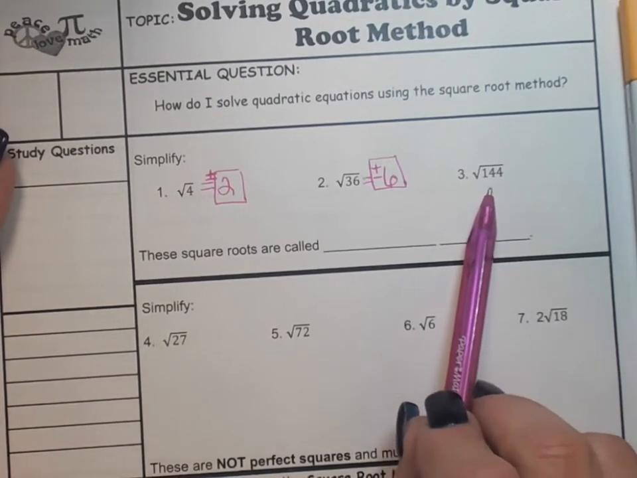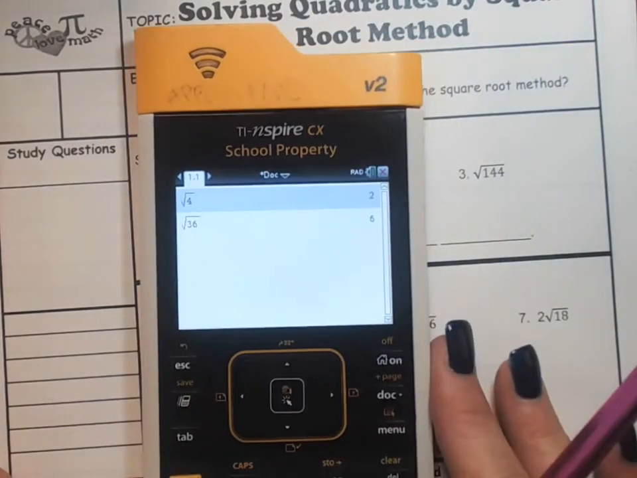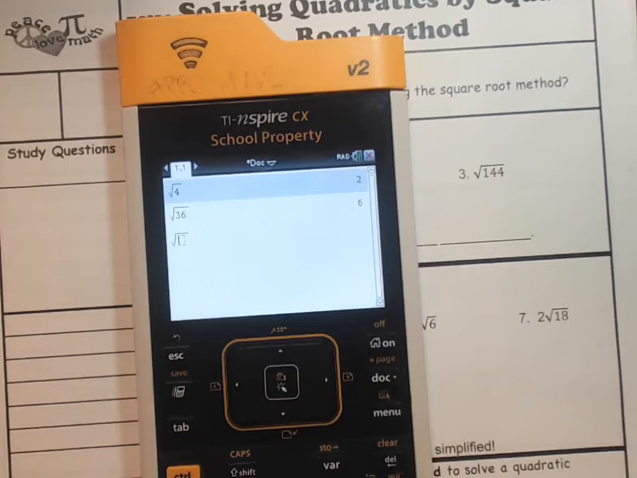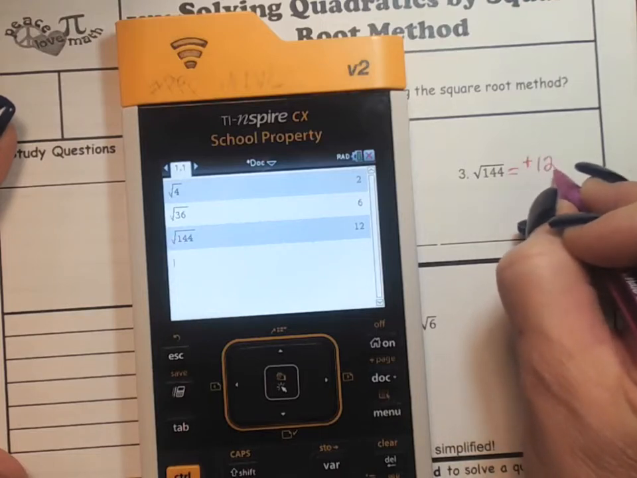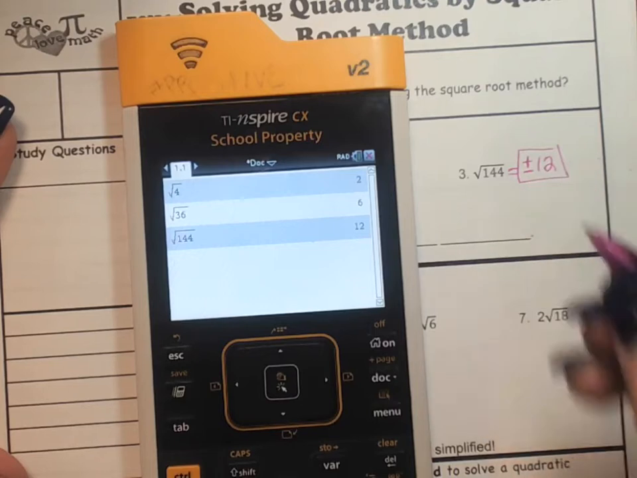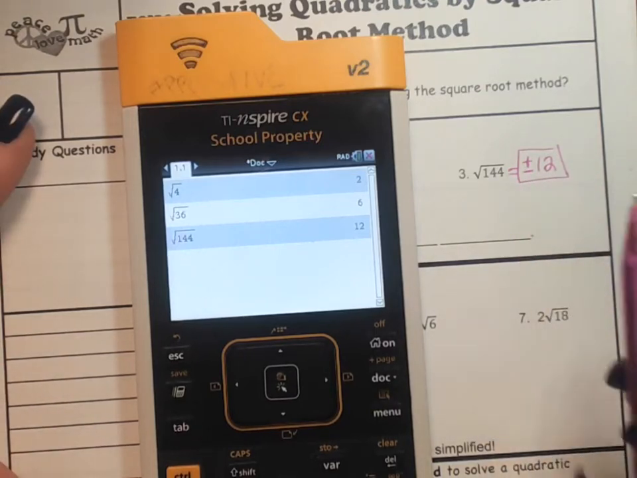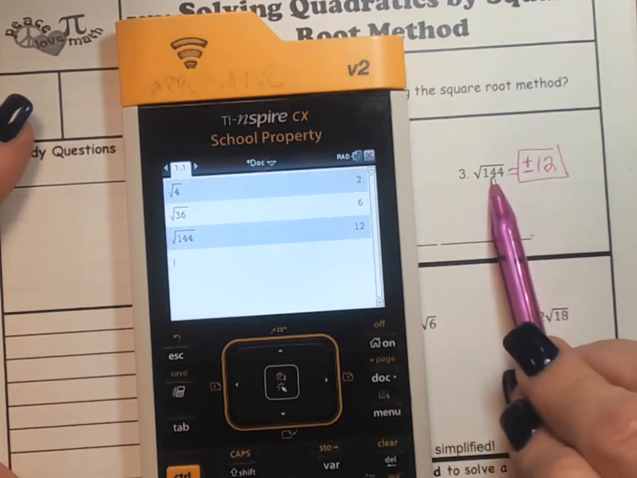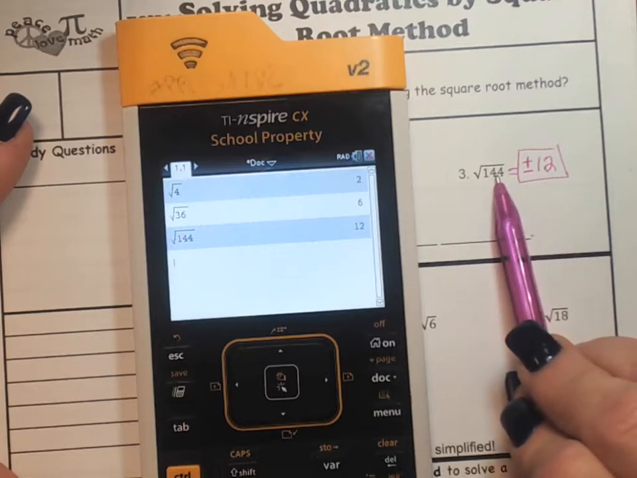We're going to do the same thing with the last one, the square root of 144. Again, we go to our calculator, press Control square root, and type in the number 144. Enter, and it says the square root of 144 is 12. So the square root of 144 is positive 12 or negative 12, and we put the plus or minus in front to mean positive 12 or negative 12. Again, that's because 12 times 12 is 144, and negative 12 times negative 12 is also 144.